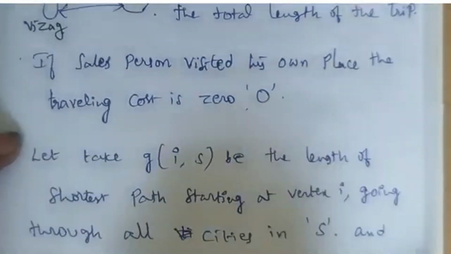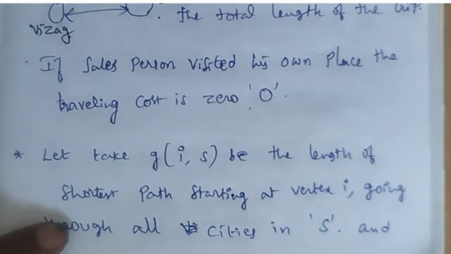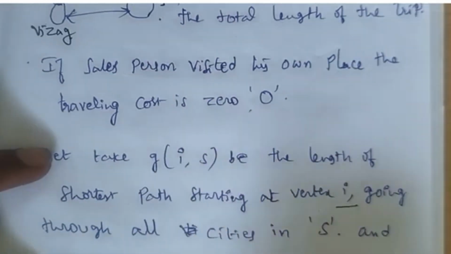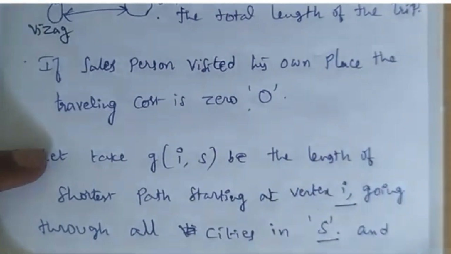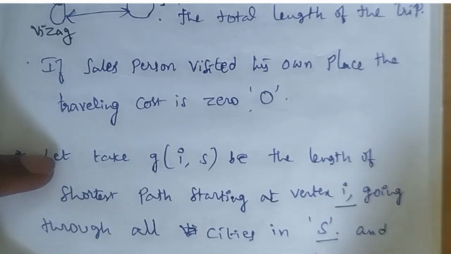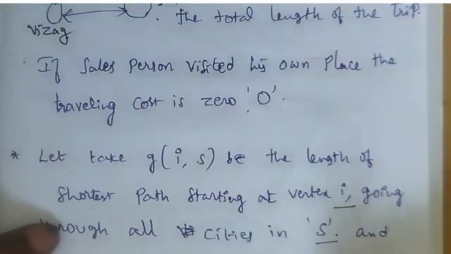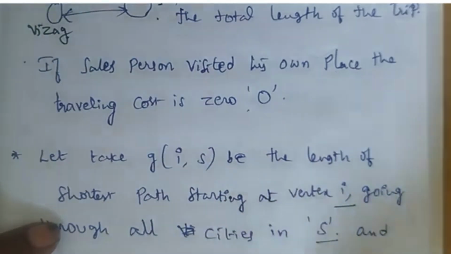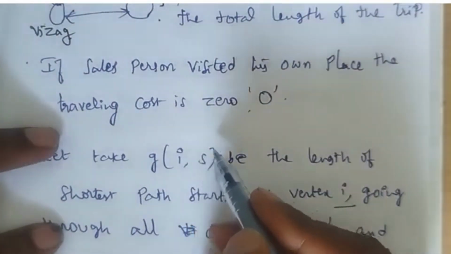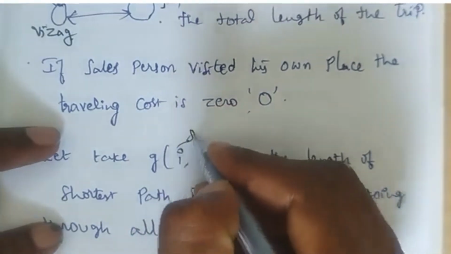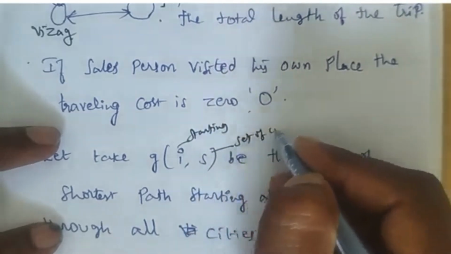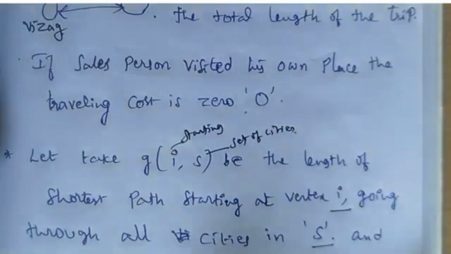Let g(i, S) be the length of the shortest path starting at vertex i, going through all the vertices in S, and terminating at vertex 1. What is the meaning of S? S is nothing but the set of cities. Here, in g(i, S), i is the starting city and S is the set of other cities. These are the points.